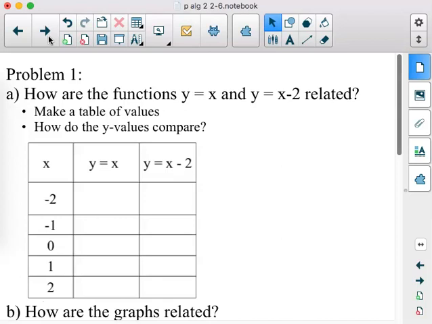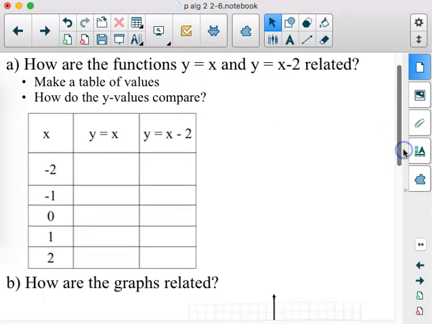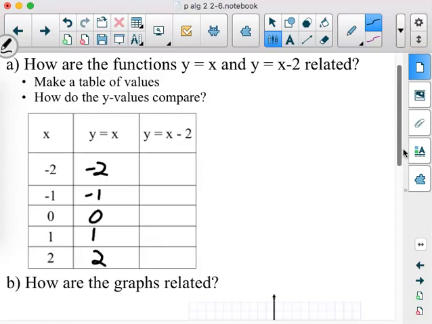So problem 1 says, how are the functions y equals x and y equals x minus 2 related? Make a table of values, and how do the y values compare? So first off, y equals x is exactly that. Whatever x is, y is exactly the same thing. So we can just copy down those values. But now the next one says, we want you to take the y equals x, but then we want you to subtract 2. So I'm going to take what I have in the middle column and subtract 2.